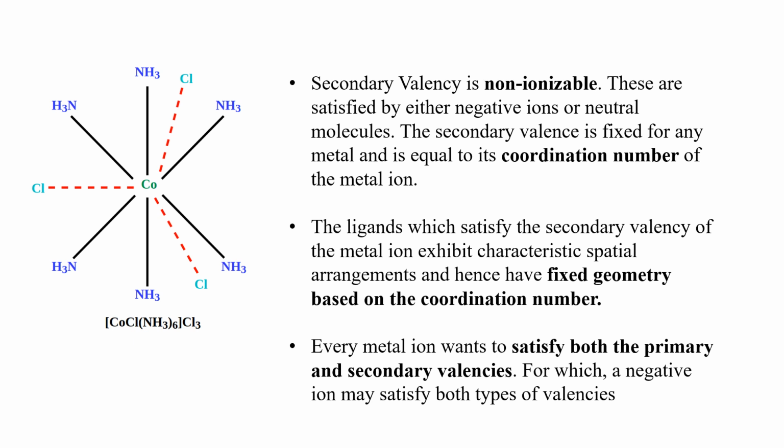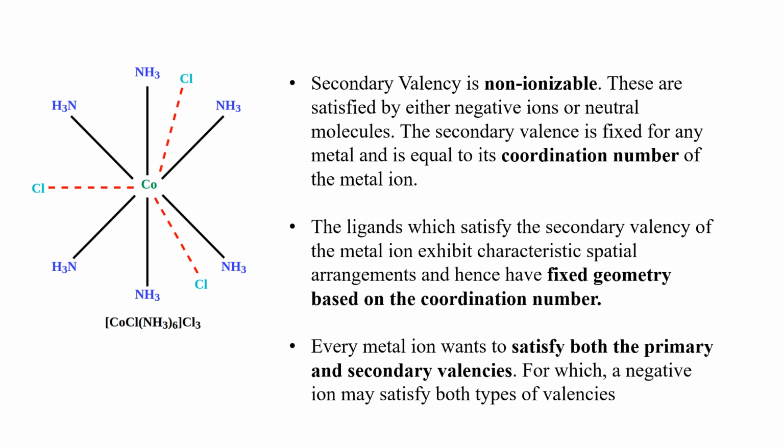So every metal ion wants to satisfy both the primary and secondary valencies, right? So for a coordination complex to be stable, the central metal atom's primary and secondary valency have to be satisfied, right? That is a very important criterion. If one of the valencies is not satisfied, the complex will reduce in its stability. Okay, so these are all the postulates of Werner's coordination theory, right?